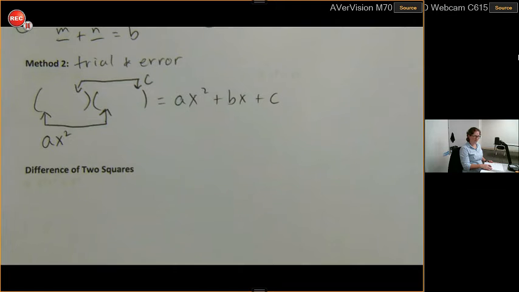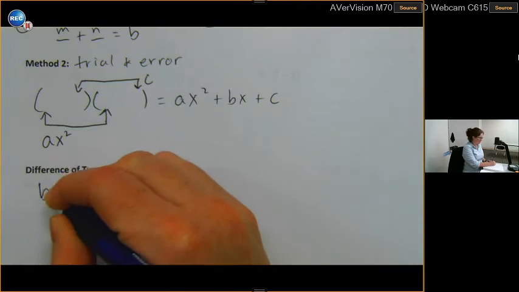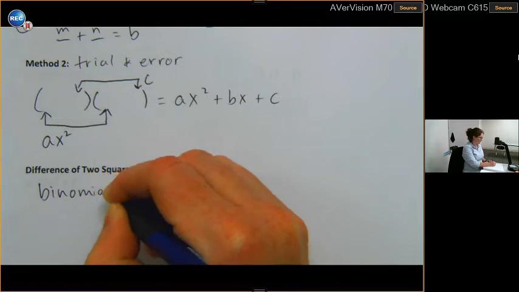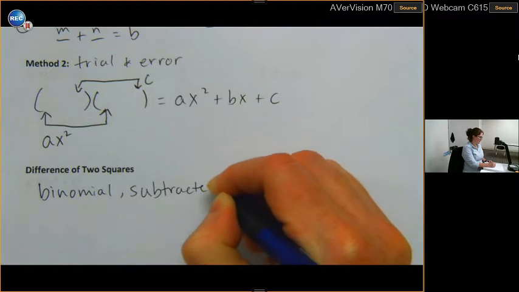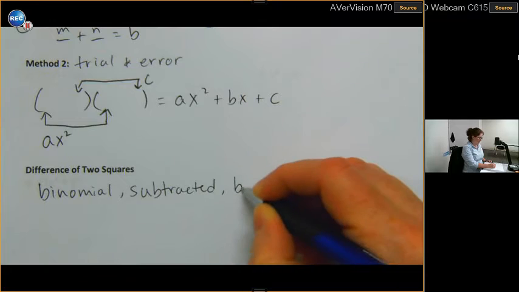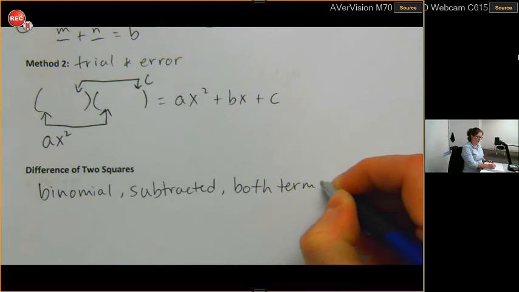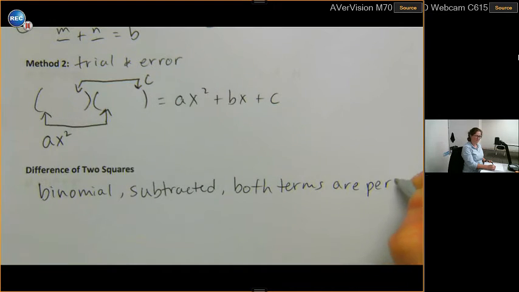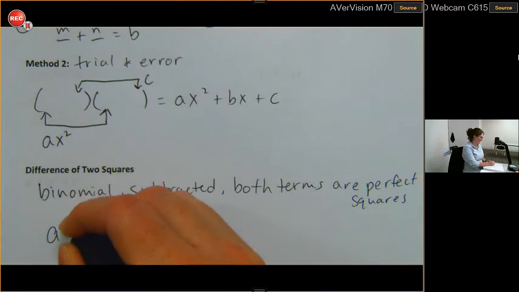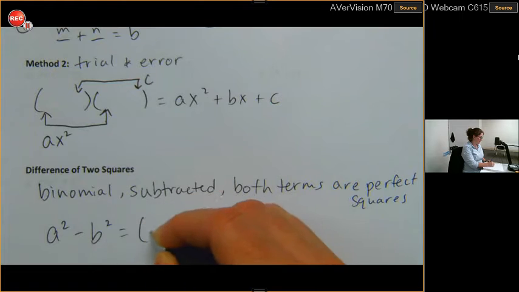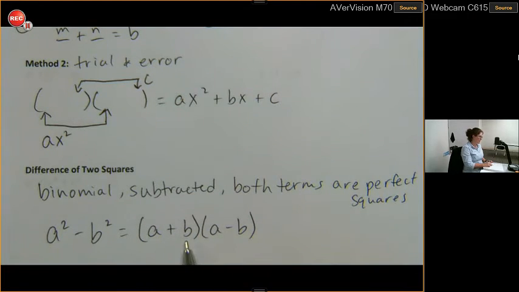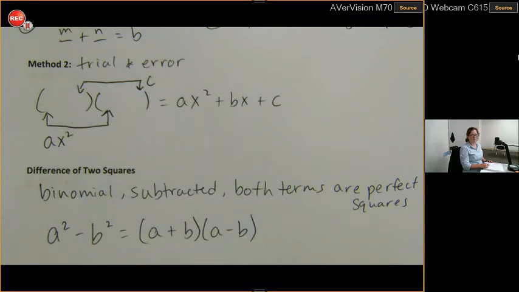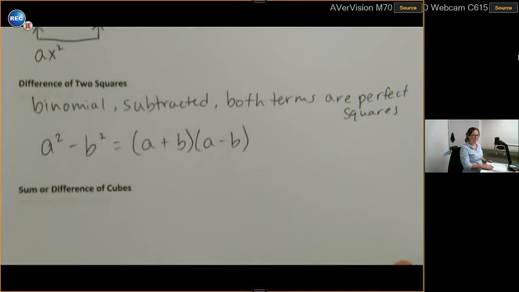The difference of two squares is a pattern that you use when you have a binomial. It's subtracted, that's the difference part, and both terms are perfect squares. When you have that, a squared minus b squared, the pattern is a plus b times a minus b, where the a and the b are the square roots of your original problem's values.